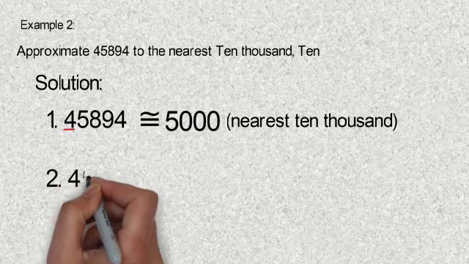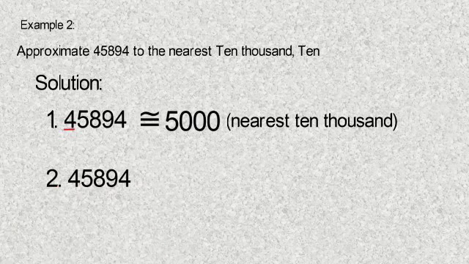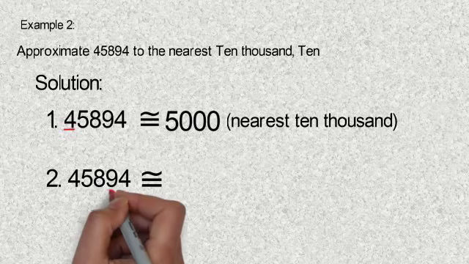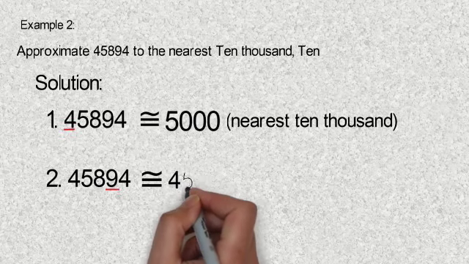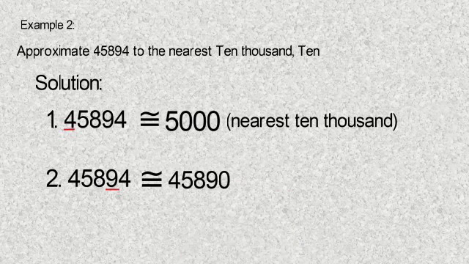So example 2 says we should round it off to the nearest 10 also. So in this number, the digit that falls in the 10 place value is 9. And the number before it from the right is 4. So what do we do? We round it off to 0 because it is less than 5 also. So which leaves our answer to be 45890.